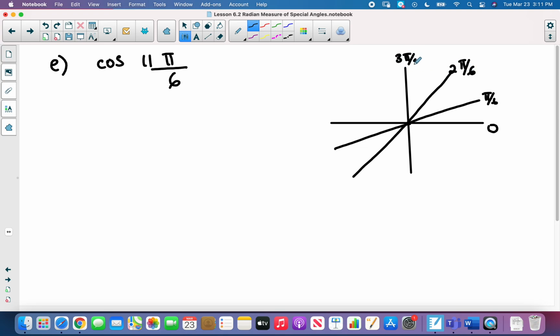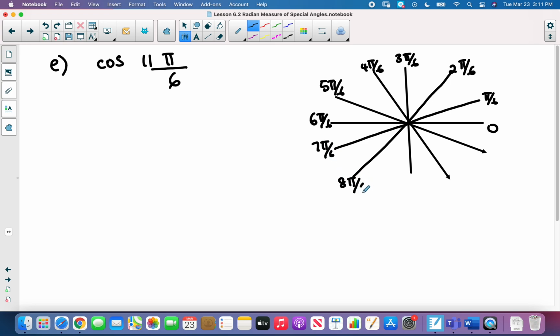This is my 3 times 30. And then 4 times 30, 5 times 30. I'm just going to figure out where 11 ends up. So 1, 2, 3, 4 times 30, 5 times 30, 6 times 30, 7 times 30, 8 times 30, 9 times 30, 10 times 30, 11 times 30. Okay, so 11 pi over 6 is the angle that starts here and ends here.